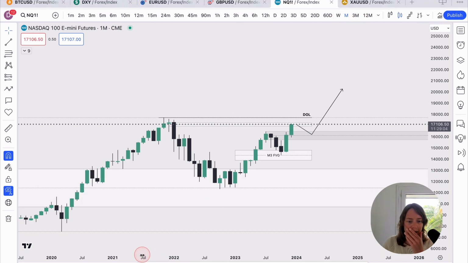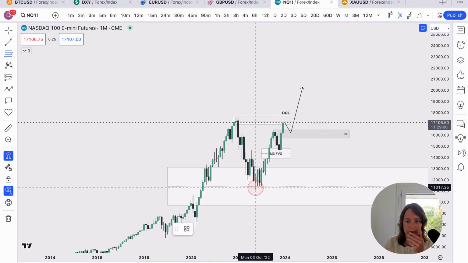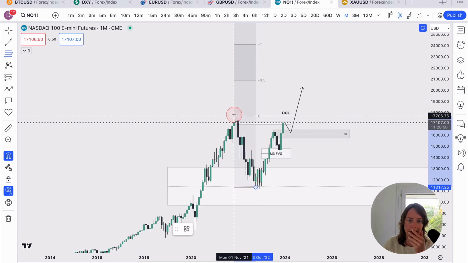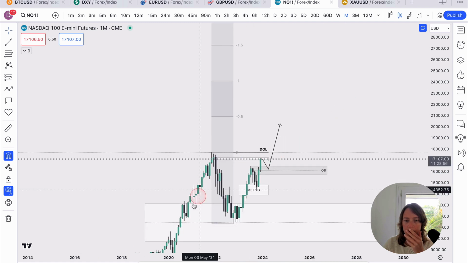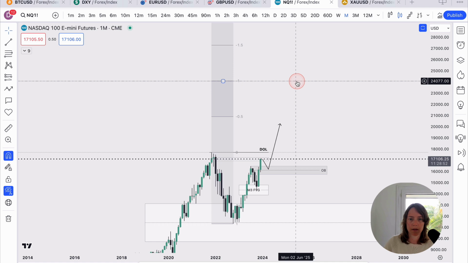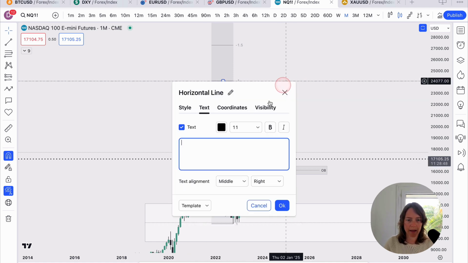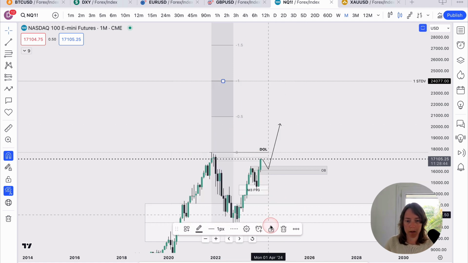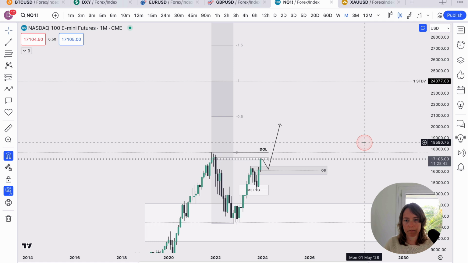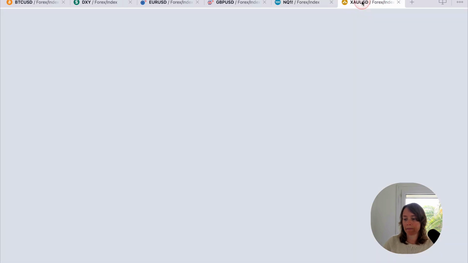I can remember correctly, ICT does things like this: measure the retracement move, and look for 1 standard deviation. So yeah, this is then definitely a spot I will watch as a target point. So yeah, that's my view on NASDAQ.